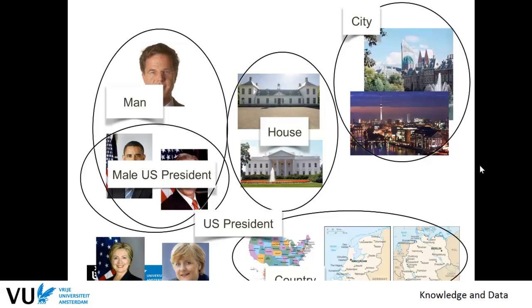So there are many ways of identifying classes for specific instances in the world. And the question of knowledge representation now is to think of languages that allow us to describe interesting relations between these instances, like Butte or the White House, and how they are related and how we can derive interesting new information about them.